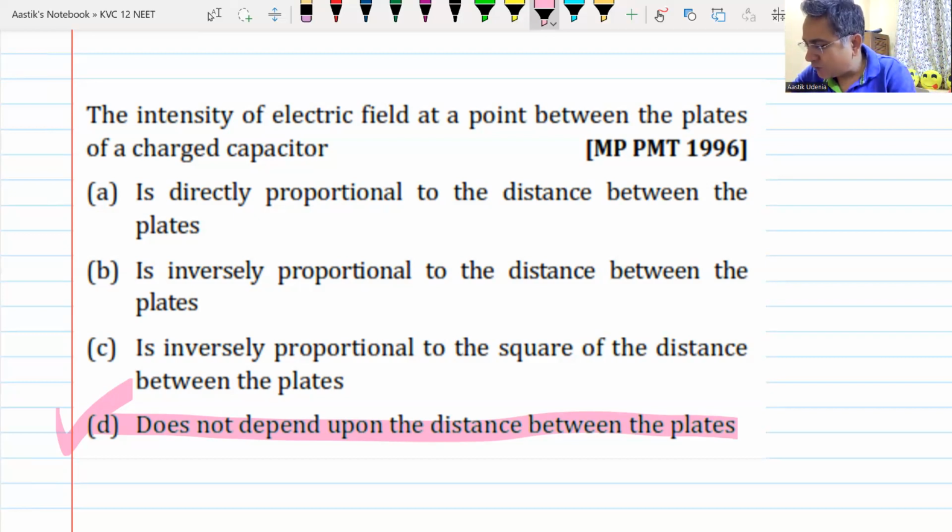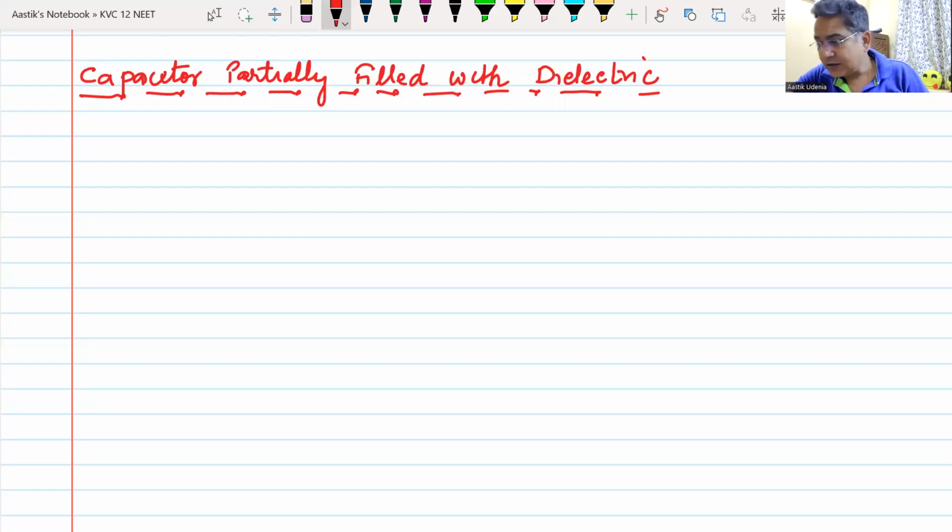Up till now, what we were seeing, my dear friends, was a capacitor completely filled with a dielectric. Now what we are going to see is a capacitor which is partly filled with a dielectric, not completely filled. Now, what do you understand by partly filled? There are different ways in which you can have this capacitor partly filled. So, we will do it case by case.